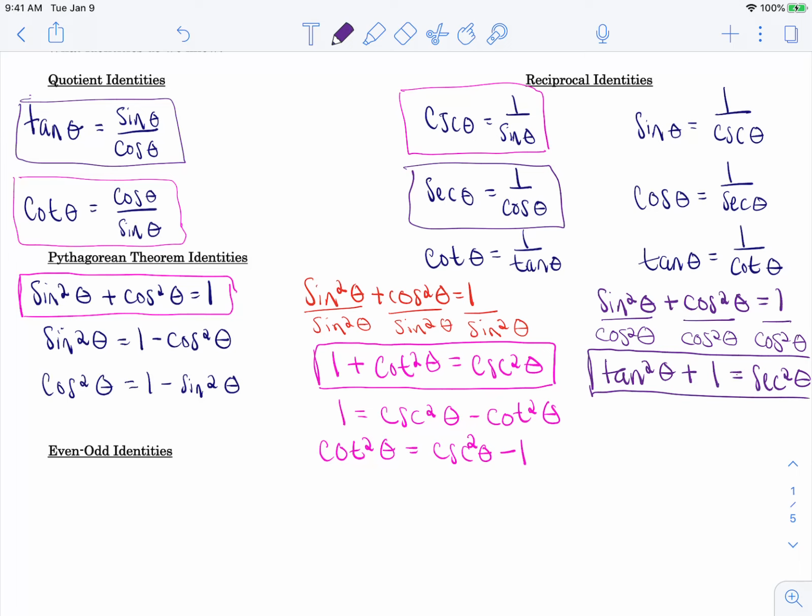Now I'm showing you where they're coming from, so you can recreate them when it comes to exam time, so you don't have to have them memorized. And then for the same reasons I did before, I'm going to isolate each term, so I could isolate tangent squared. And I could isolate the 1.